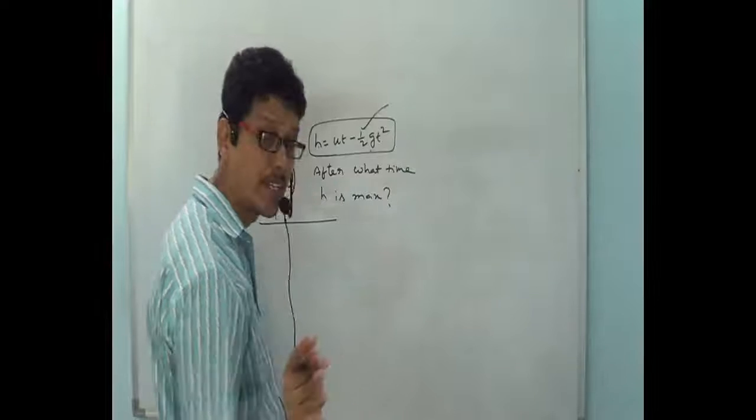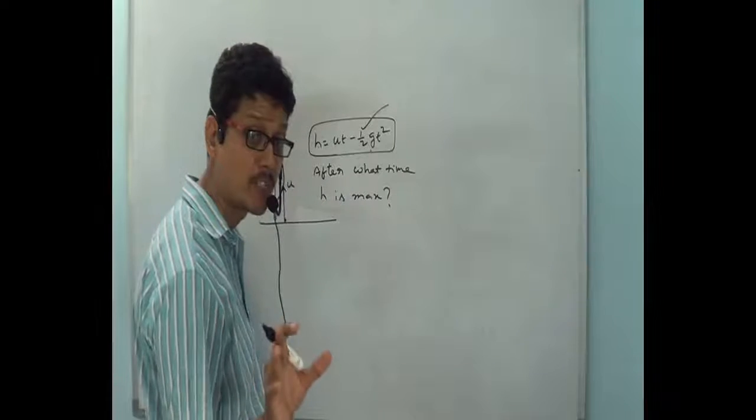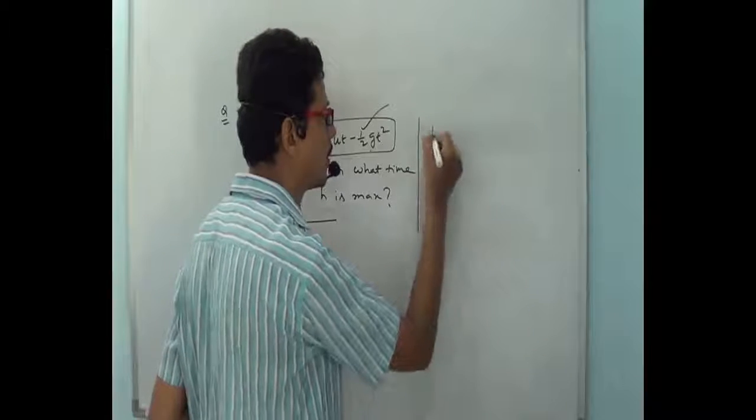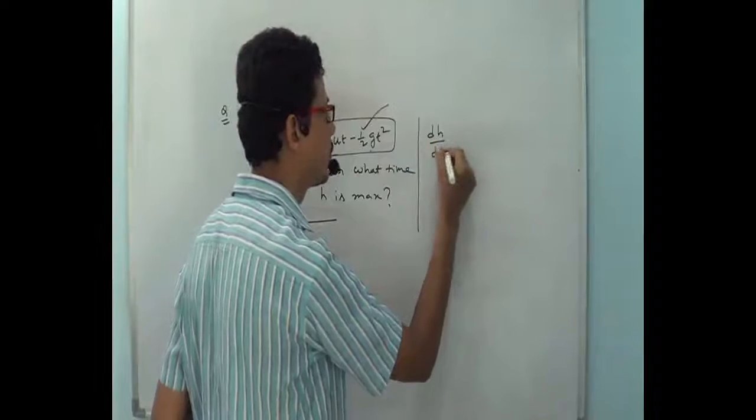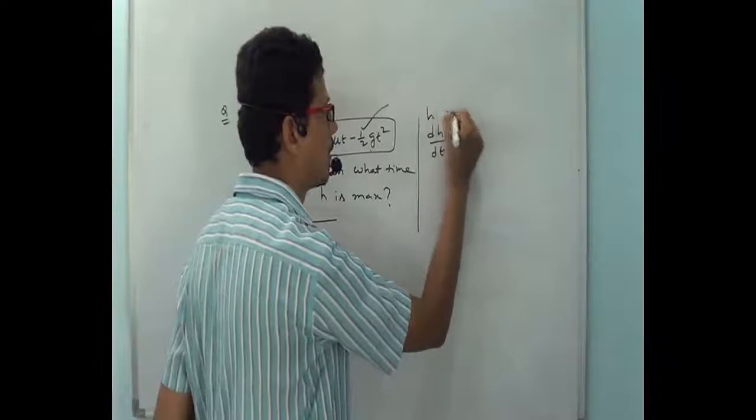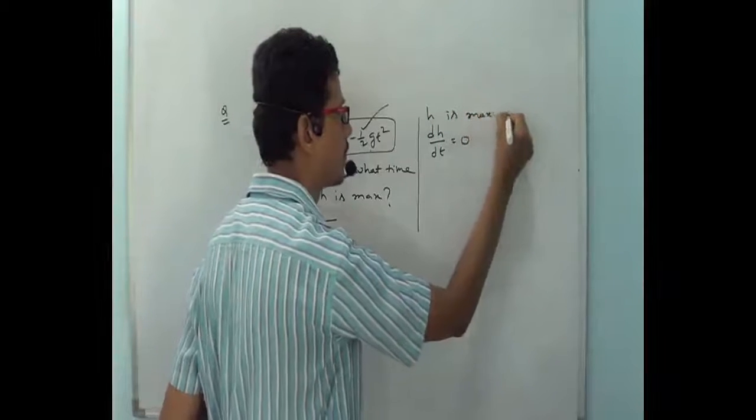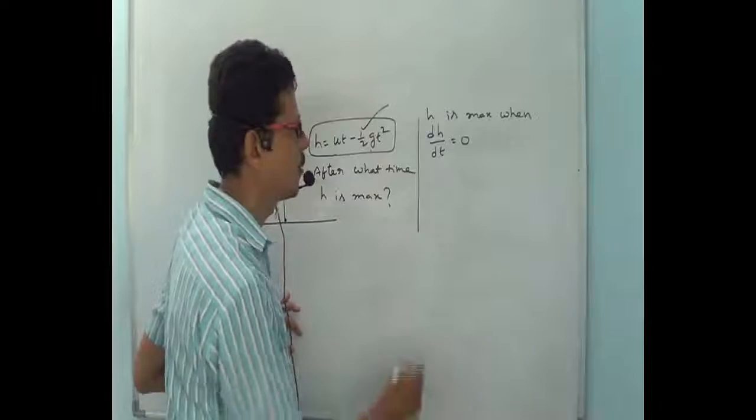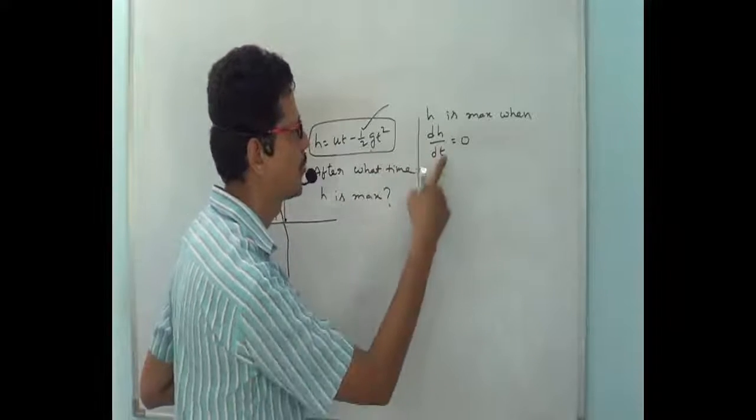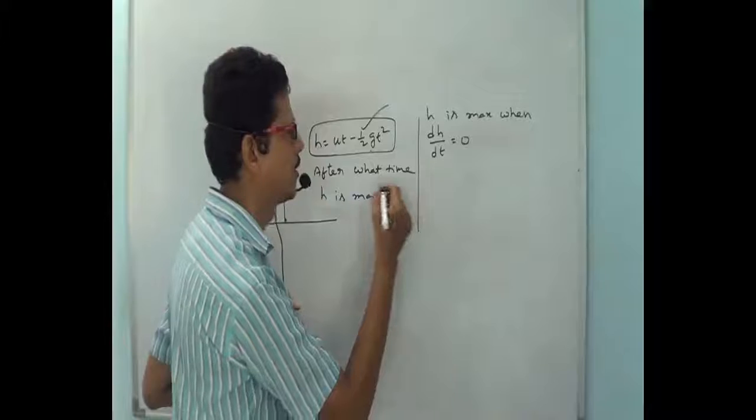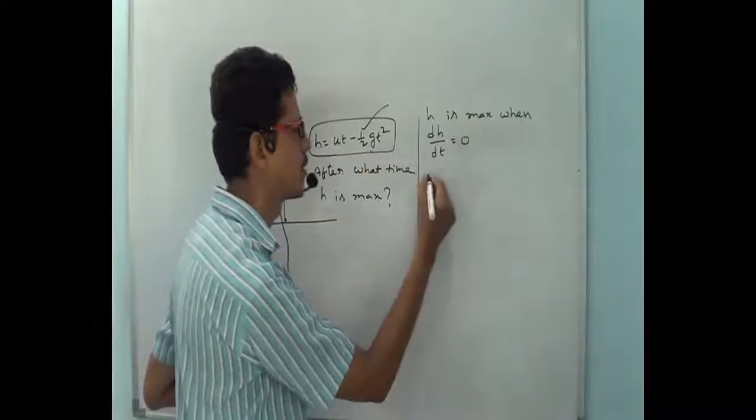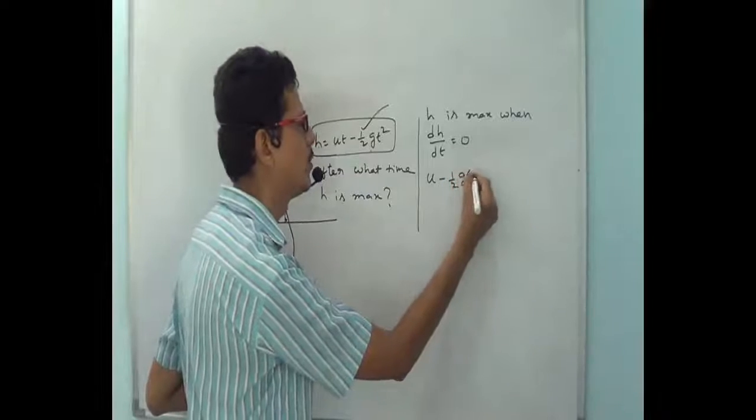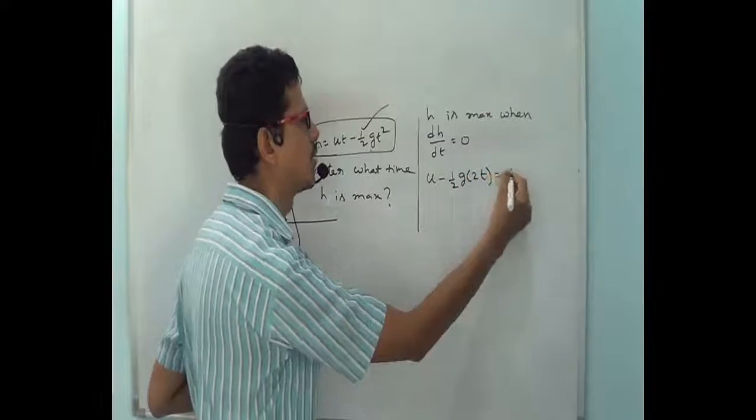So any function will attain its maximum or minimum value when its first derivative is 0. So here dh by dt should be equal to 0. H is maximum when its first derivative is 0. Now what is the variable here? Time is changing. With respect to time, we are measuring height. So if I do the derivative of this, u minus half into g into 2t is equal to 0.